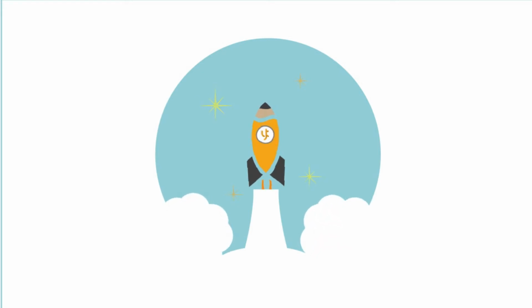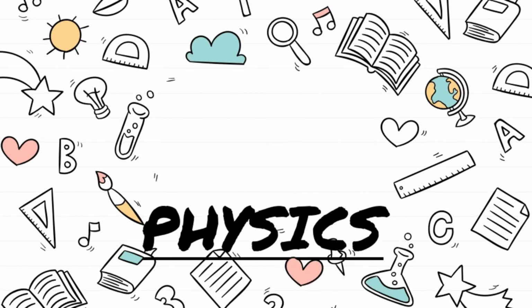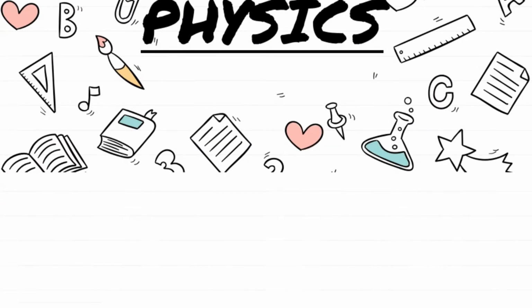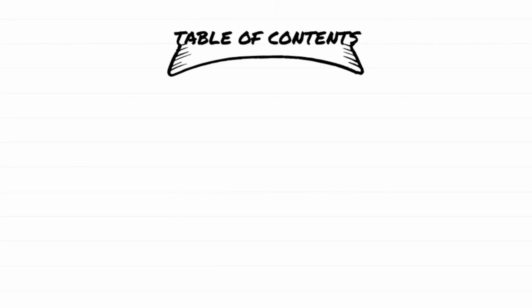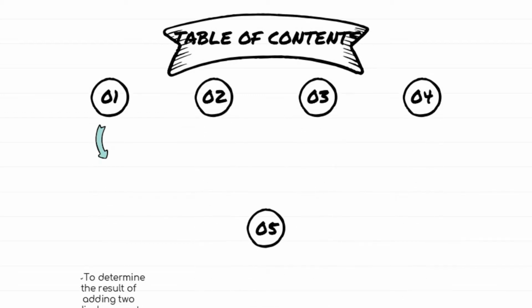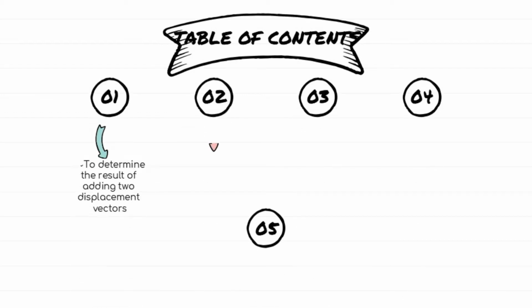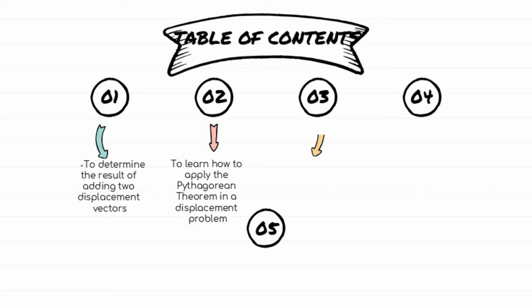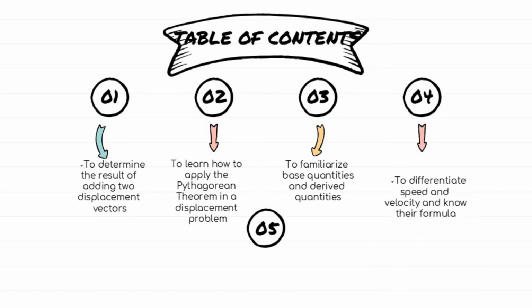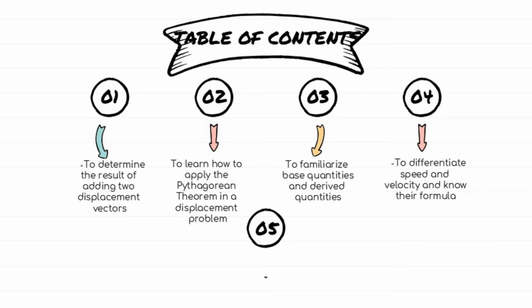I'm StudyBud Miggy, and let me guide you throughout this trip, for we're out again to explore more topics in the world of physics. At the end of this discussion, you must be able to determine the result of adding two displacement vectors, learn how to apply the Pythagorean Theorem in a displacement problem, familiarize base quantities and derived quantities, differentiate speed and velocity and know their formula, and lastly, enumerate the different types of velocity.